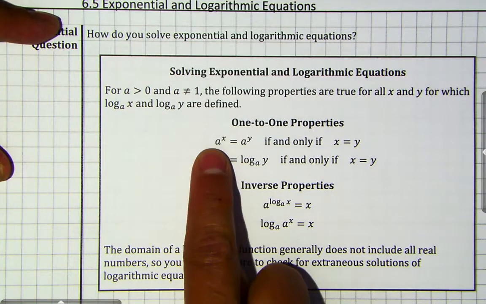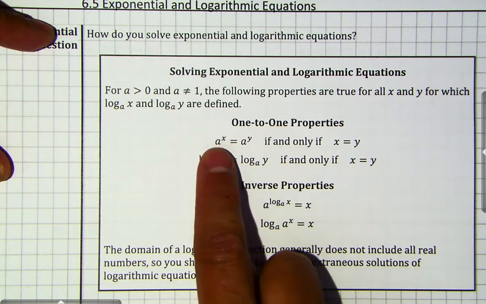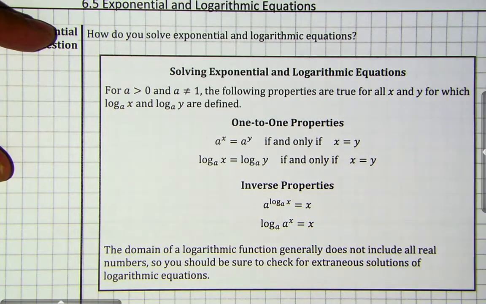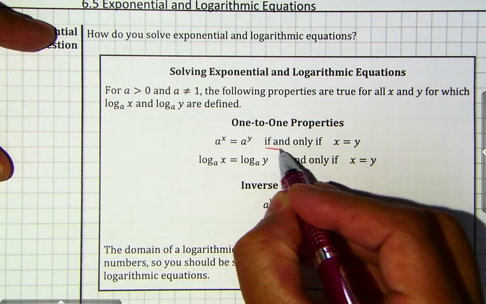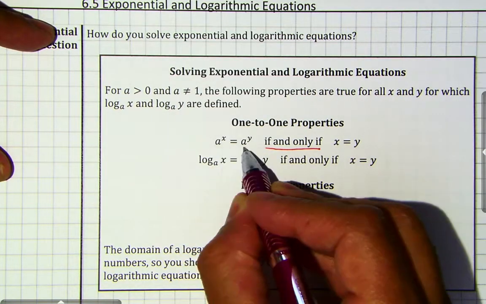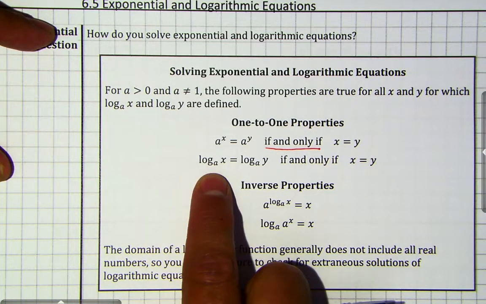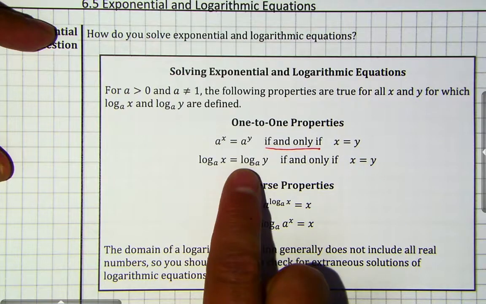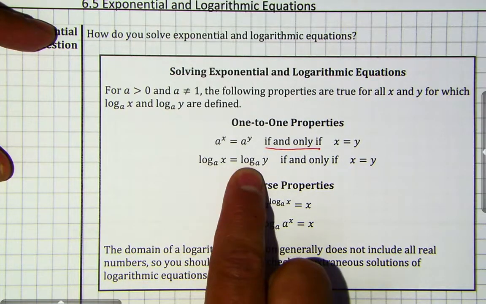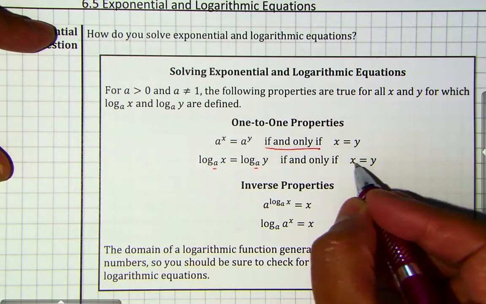So we talked about the one-to-one property in section 6.2, where if you have the same base, that means that x is equal to y. And once again, the word is if and only if, right? If x is equal to y, then we can raise them to the same base and they'll be equal to each other. The log base a of x equal to the log base a of y: if they have the same log with the same base, and the base has to be exactly the same, that means that the x and the y have to be equal to each other.